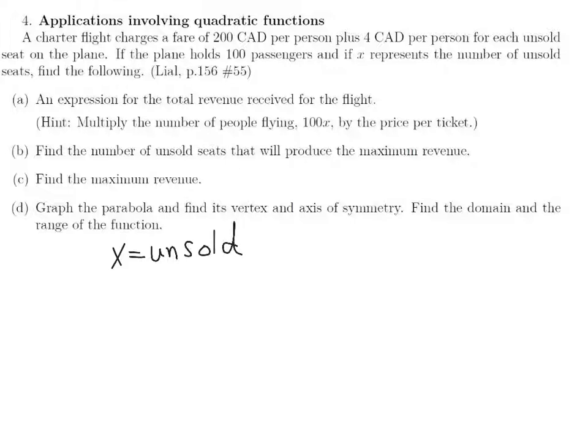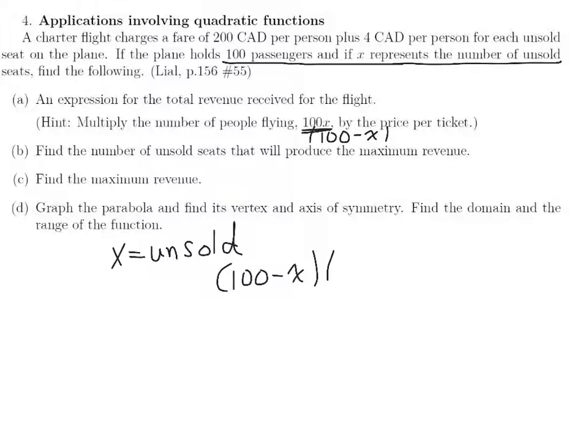So if we look at the information we're given, there are 100 passengers on the flight and X represents the number of unsold seats. So the number of sold seats would be the difference between 100 and unsold. So we're going to have 100 minus X, and here this is incorrect. That should read 100 minus X. So that gives us the number of sold seats. Now the fare per sold seat is going to be equal to $200 with a premium of $4 for every unsold seat.